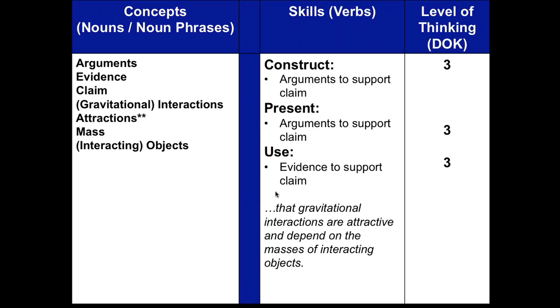Now when we add our skills, they have to construct arguments to present the claim. They have to present arguments to support the claim and use evidence to support the claim that gravitational interactions are attractive and depend on the masses of interacting objects. So that's how we did it from a standard.